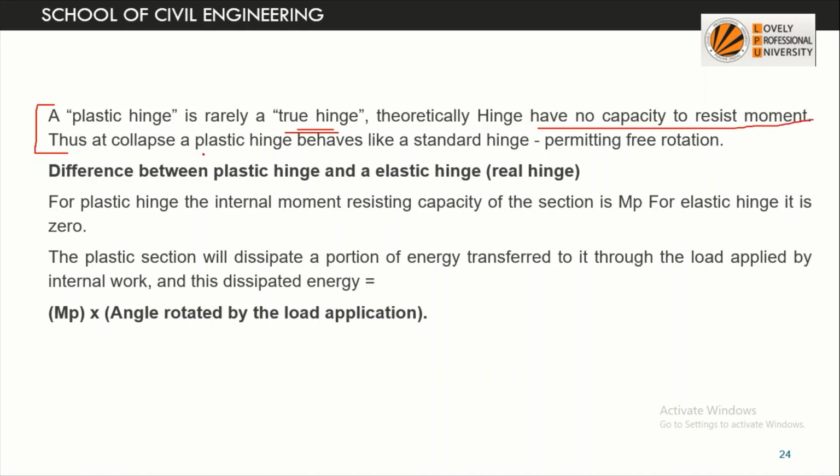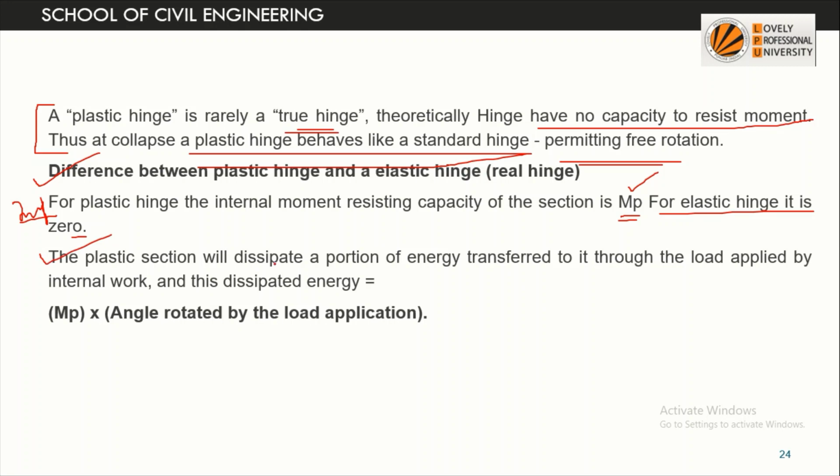Thus at collapse, a plastic hinge behaves like a standard hinge permitting free rotation. So the difference between plastic hinge and elastic hinge is important. For a plastic hinge, the internal moment of resistance of the section is MP, though it cannot resist any further moment or any load, whereas an elastic hinge has a moment of resistance equal to 0.